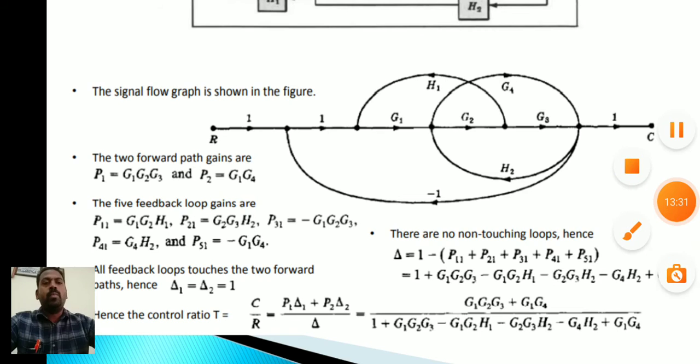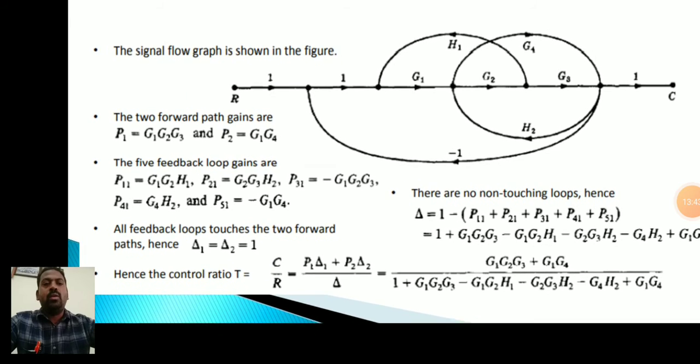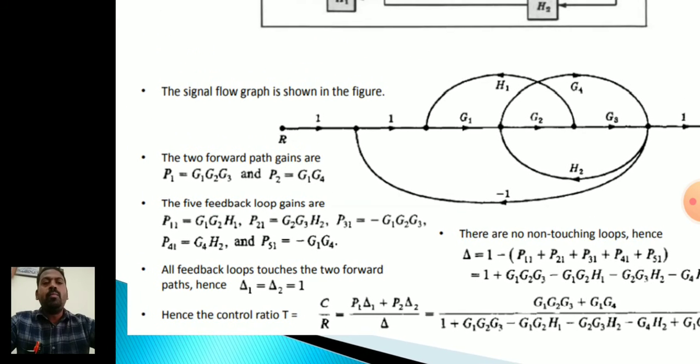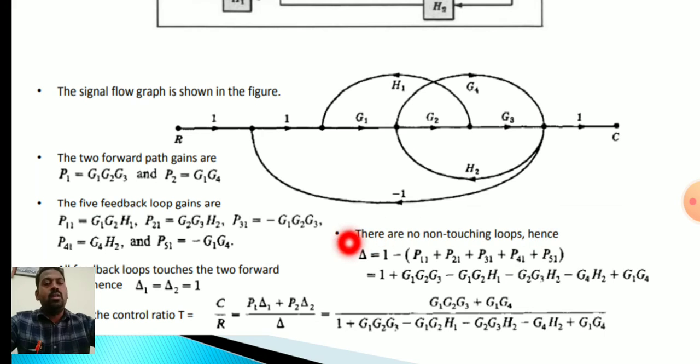So are there any non-touching loops here? All the loops are touching each other. There is no common node between them. Hence all the loops are said to be touching each other. So there are no non-touching loops. Hence the value of delta is 1 minus the sum of individual loop gains L1, L2, L3, L4, L5.